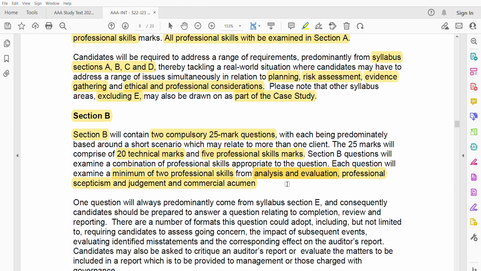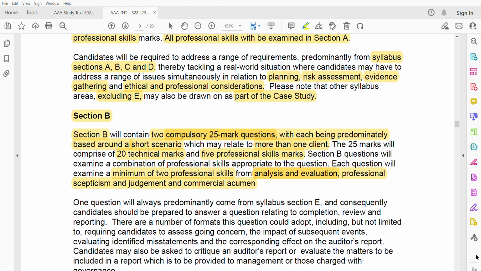So I was talking about analysis, evaluation, professional skepticism, and commercial acumen. Out of these 4, any 2 will be asked. And this is a short scenario, by the way. Compared to your section A, this is a short scenario. That means 2 questions will be asked, but short scenario. And here also it can include more than 1 client.